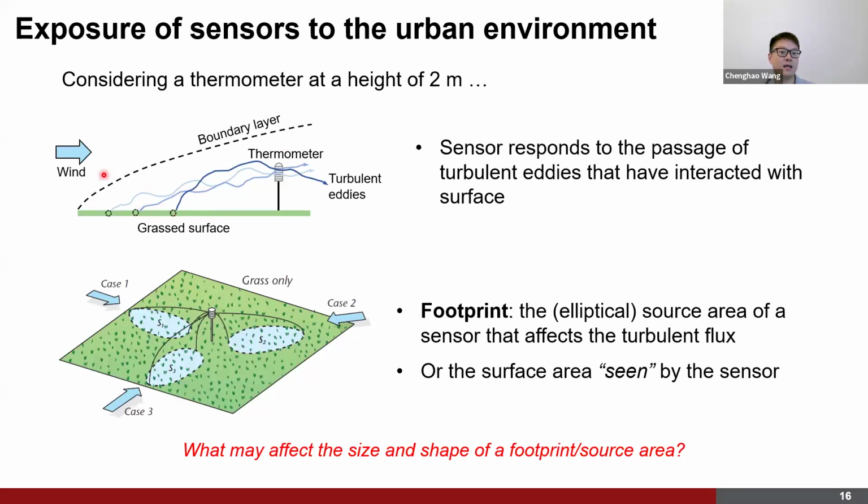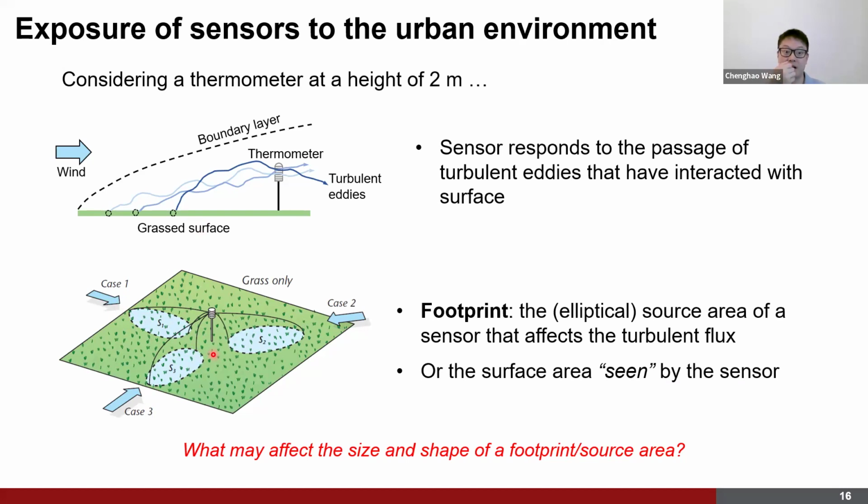So with steady wind coming from this direction, we can reasonably infer the surface area that is generating the measured signal, in this case temperature. This area is usually an elliptical shape. We call it a footprint, or source area. Although sometimes you might see a more rigorous definition, where footprint actually means the function of this elliptical source area, here we use footprint and source area interchangeably, just for simplicity, just to be concise.